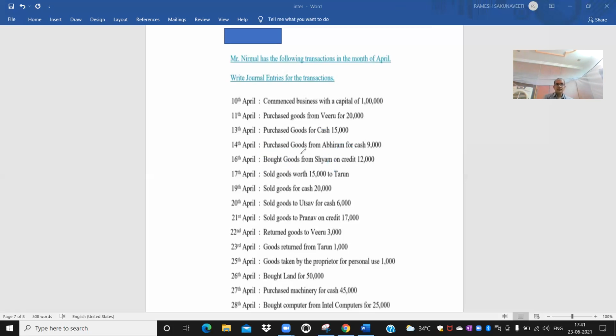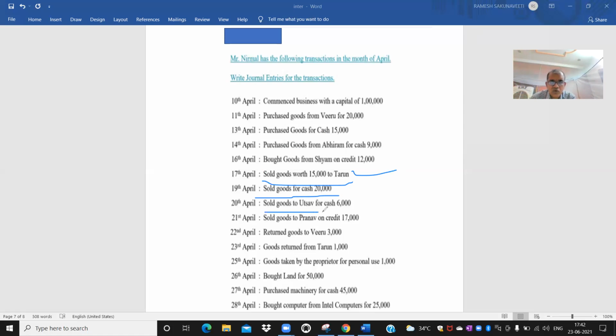Yes, sir. Next one, sold goods worth 15,000 rupees to Tarun. What is the journal entry? Tarun account debtor to sales account. Very good. Next one, sold goods for cash. What is the journal entry? Cash account debtor to sales account.